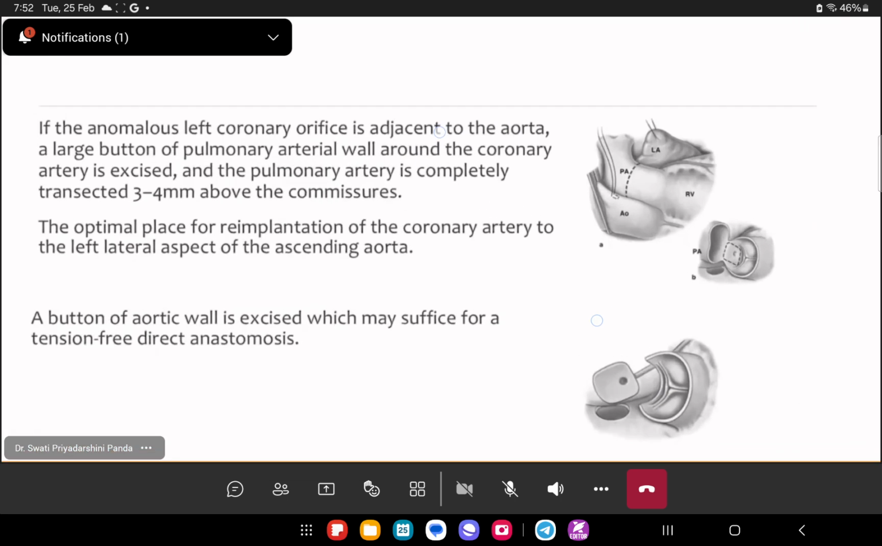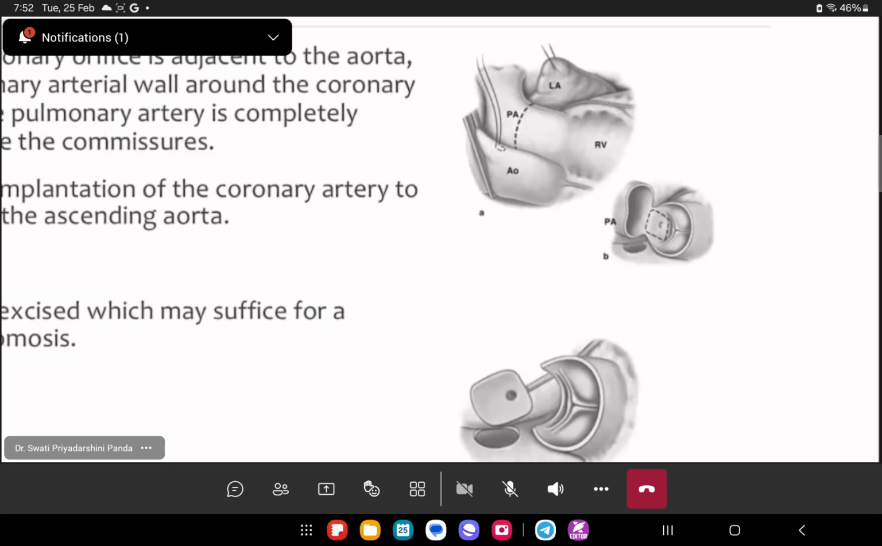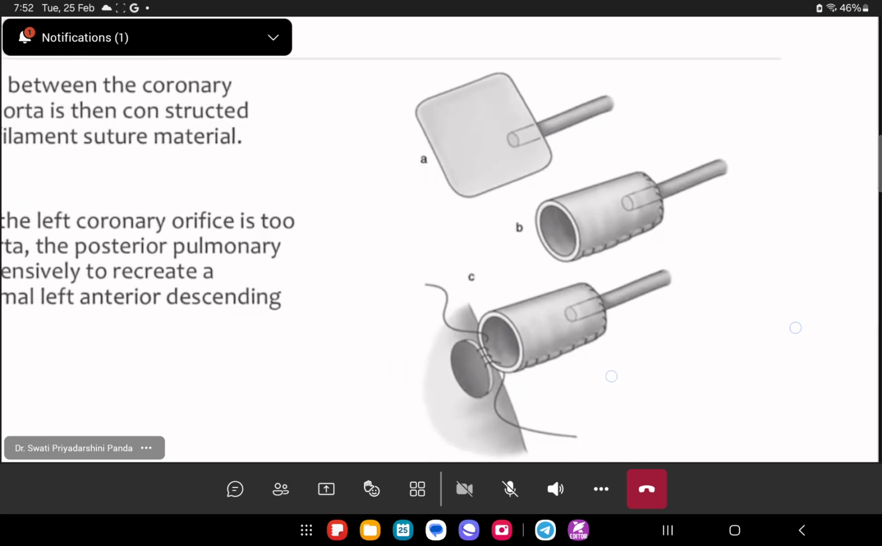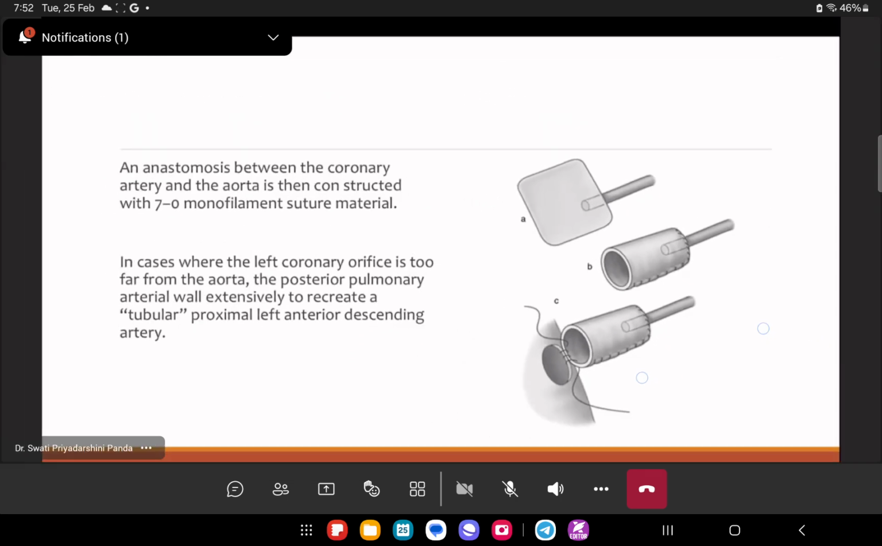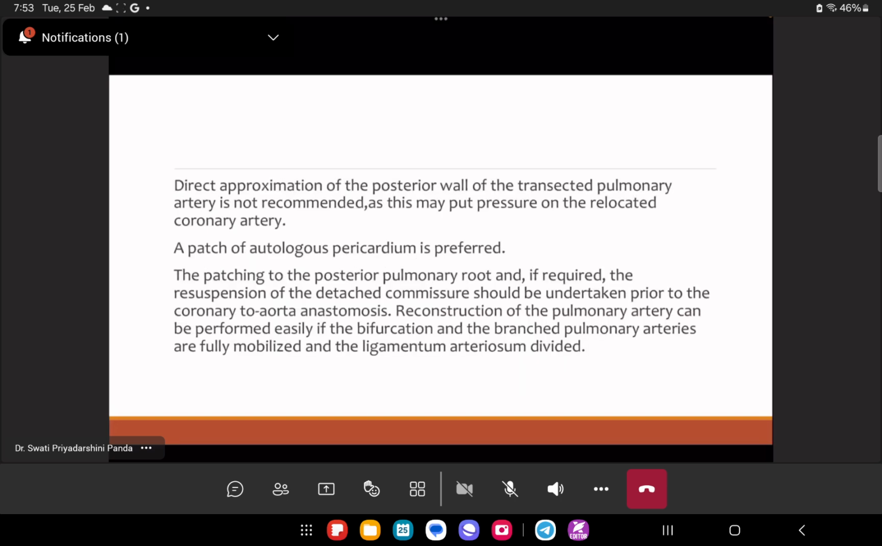You can see in the right side image, after excising the left coronary artery with a button, it is anastomosed with the aorta. And this anastomosis is sutured with 7-0 monofilament suture. In cases where the left coronary orifice is too far from the aorta, the posterior pulmonary artery wall is extensively excised to recreate a tubular proximal left anterior descending artery. After that, the tube is connected to the aorta.